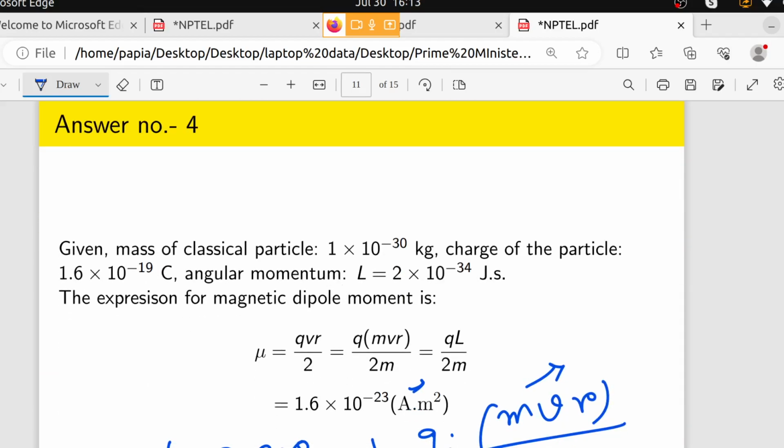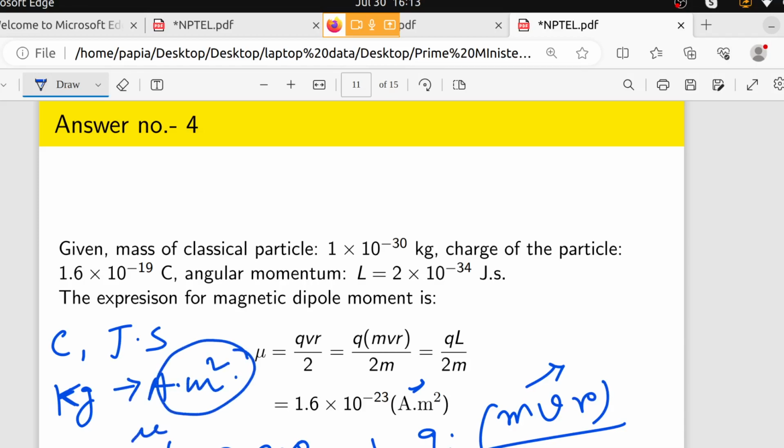So q is in coulomb, L is in joule-second, m is in kg. We have to calculate in that way so that we get the unit ampere meter square for the mu value calculation. And as I already told, this does not have any relation with nuclear and particle physics. It is totally based on classical mechanics, right?